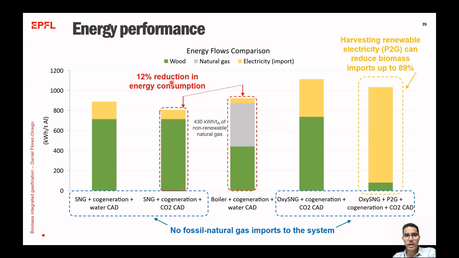In this case, you can see that we can reduce the energy consumption by generating synthetic natural gas. Also, we see that if we produce synthetic natural gas, but then we cogenerate and also consider harvesting electricity in a power-to-gas system, we may have a moderately increased consumption of electricity. But it's important to see that we also have the possibility of reducing the import of biomass compared with the other scenarios, because we are leveraging the availability of renewable electricity to produce fuel, instead of only using biomass to produce the synthetic natural gas.